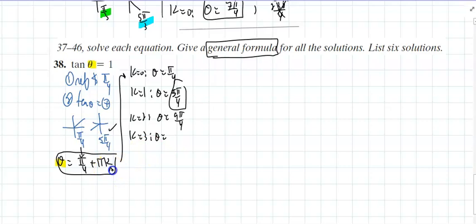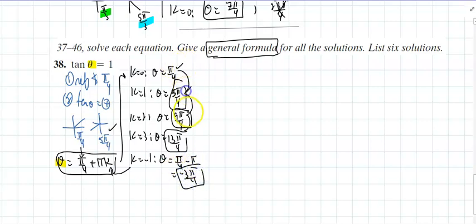K equal 3. I will get, if you put a 3 there, 3 pi plus pi over 4. Add 4, add 4, add another 4. And you could just do that until you list all 6. I'm going to find a couple of negative values just for the heck of it. If I put a negative 1 right there, it'll be pi over 4 minus pi. That is negative 3 pi over 4. K equal negative 2, and I'll get theta to equal negative 7 pi over 4.